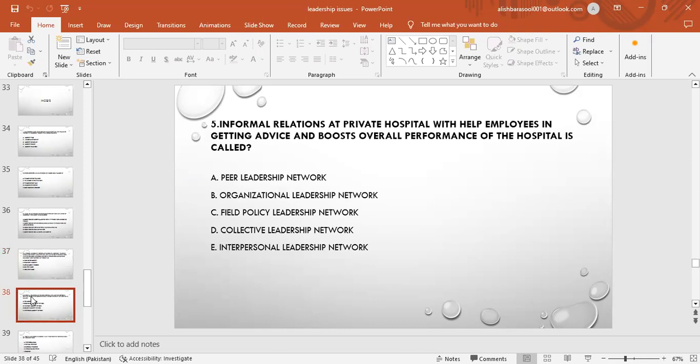Informal relations at private hospital will help employees in getting advice and boost overall performance of the hospital is called A, peer leadership network, B, organizational leadership network, C, field policy leadership network, D, collective leadership network, or E, interpersonal leadership network. B. Yes, B is the right answer.